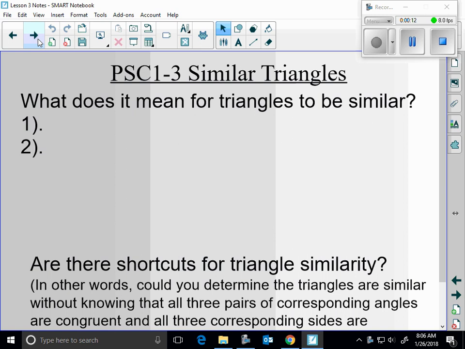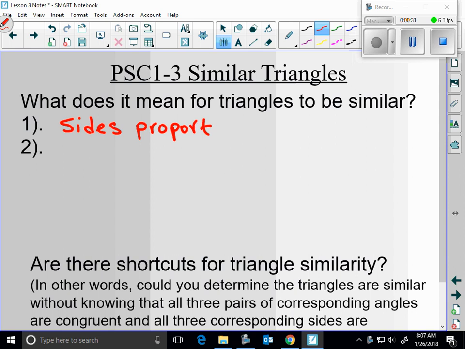Okay, so in order to prove that two triangles are similar, what two things do we have to know about them? Talked about this yesterday. Sides are proportional, correct? And what else did you say? Angles congruent.